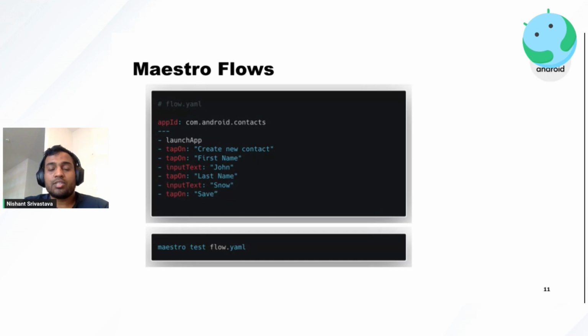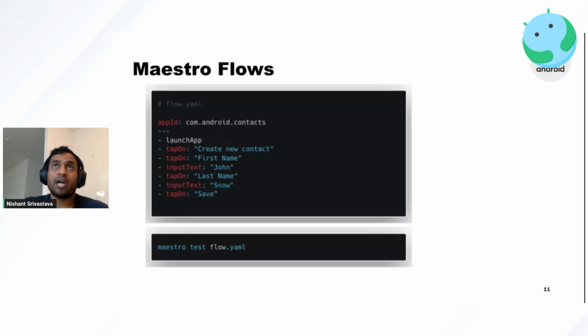And notice how the test is written, or the flow is written. You have an app ID, which is how you target a certain application in which the UI test would run. Then it's very straightforward. These steps are written as launch the app, tap on something, tap on another thing, then input some text, then tap on something else, input some more text, and then tap on save. That's it. That's your test. It's done as it is. No extra framework setup, nothing like this.